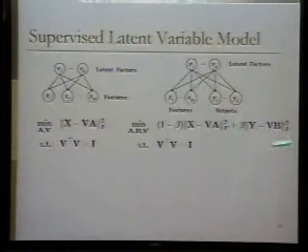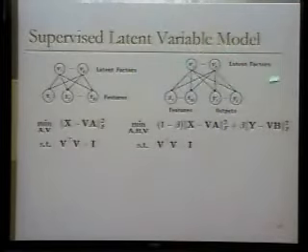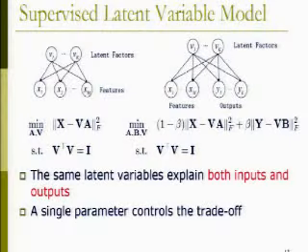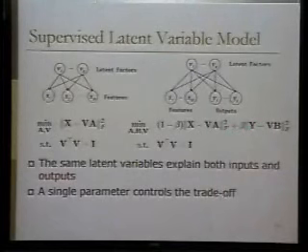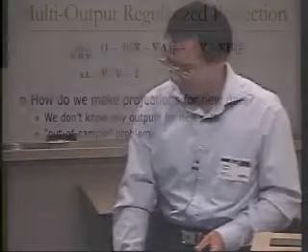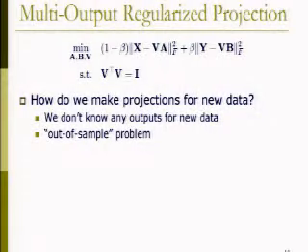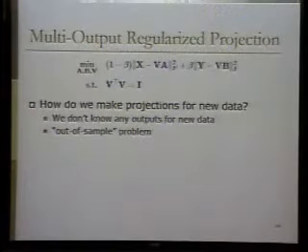We can extend this further, but up to now we just fix this to be the F norm here. So the idea is to use latent factors to reconstruct both inputs and outputs. This is the key idea, and we have one parameter beta, between 0 and 1, to control the trade-off between these two.